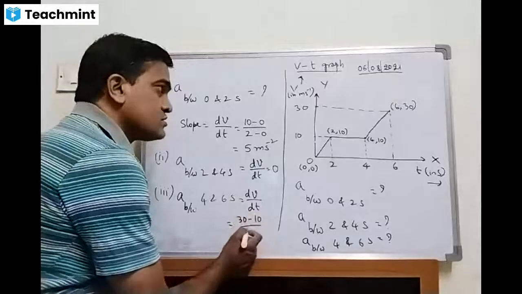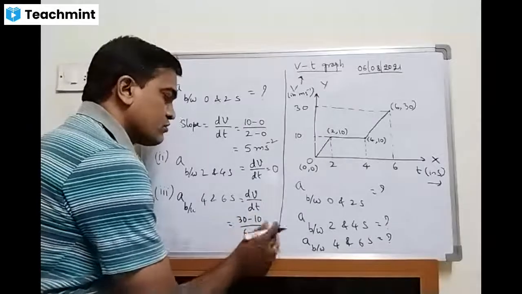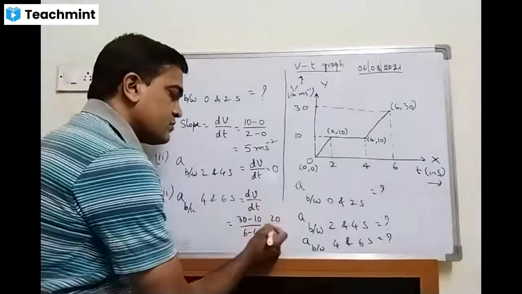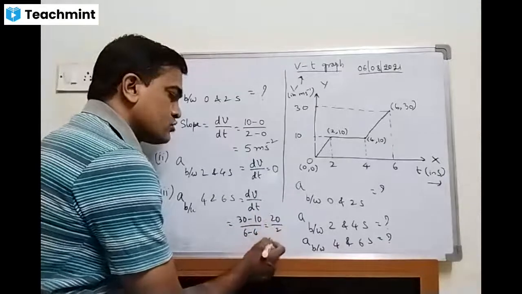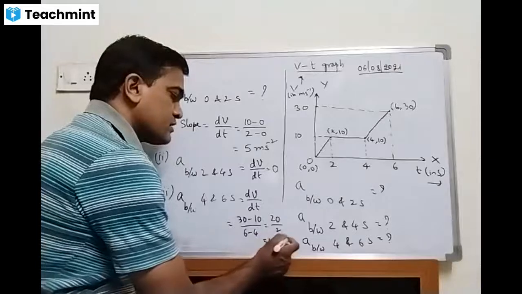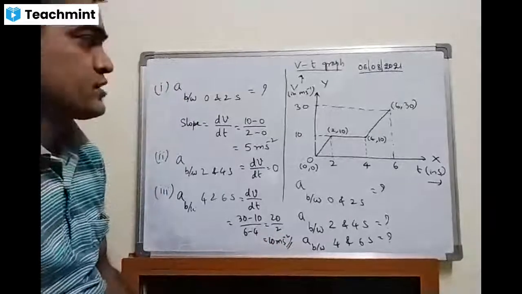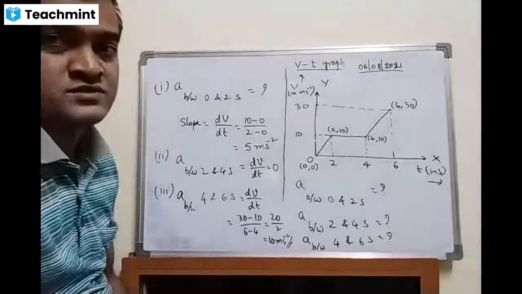10 upon, 6 minus 4... minus, what you get? One... 20 by 2, which comes out to be 10 meter per second square. Okay, this is the velocity time graph.